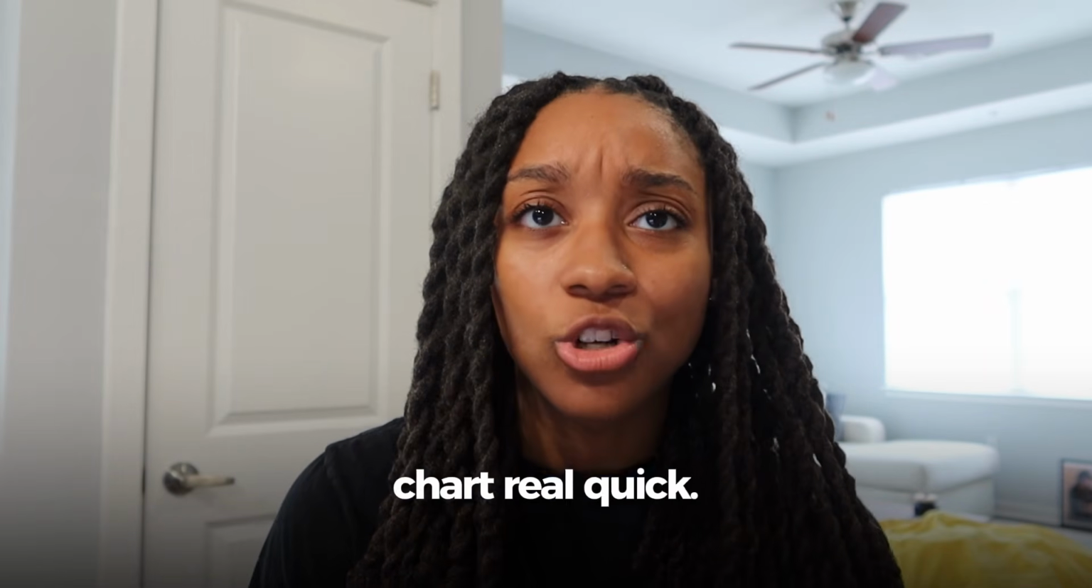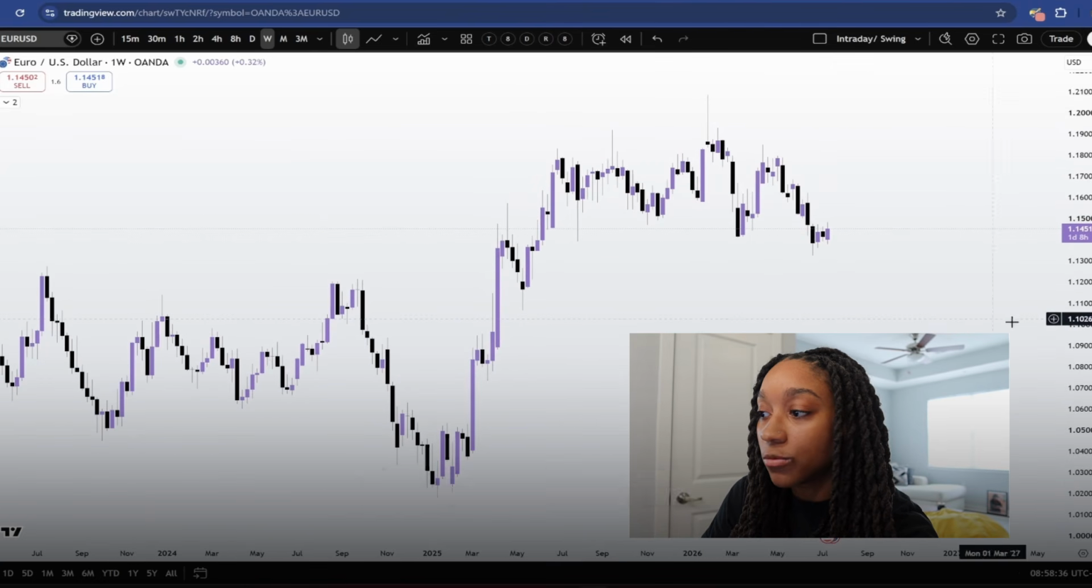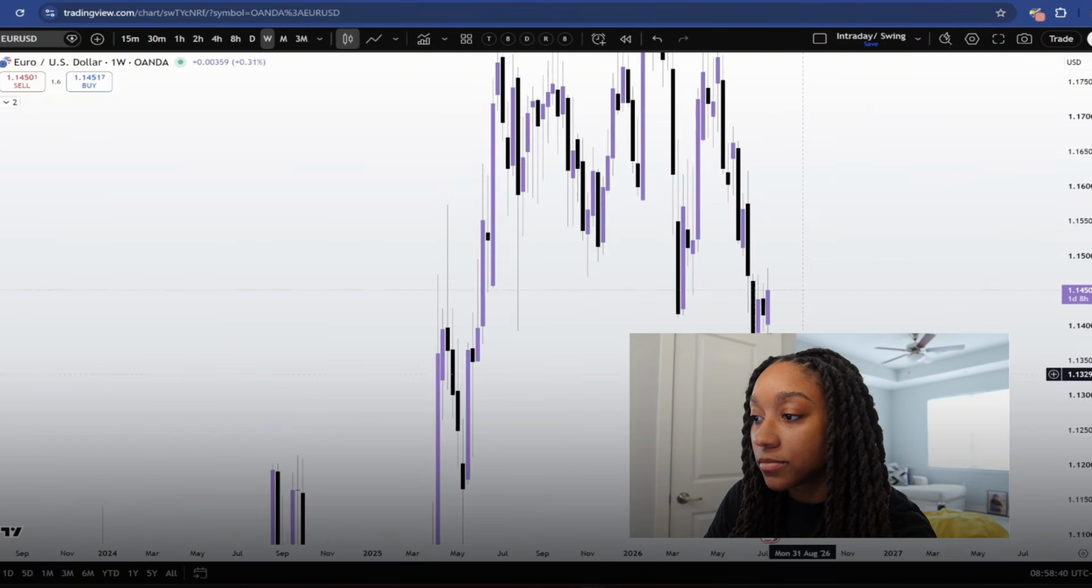Okay, so let's talk about what a pip is. Let me show you a chart real quick. So I just switched to a chart. This is EUR/USD. We're not going to talk too much about it. I just want to explain what pips are.